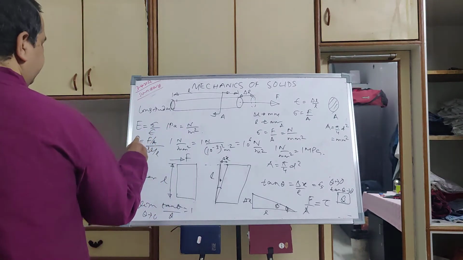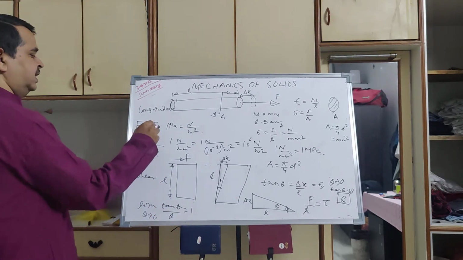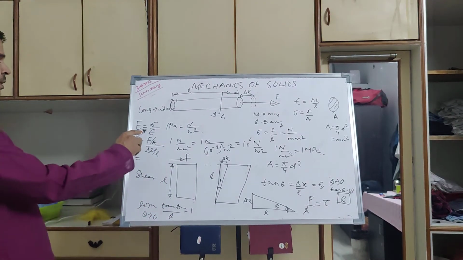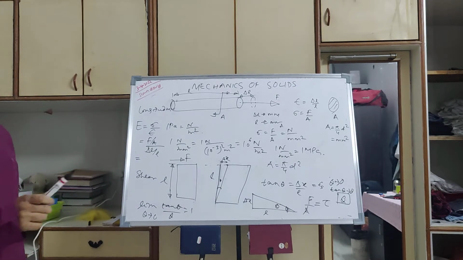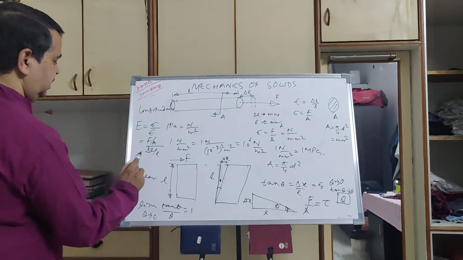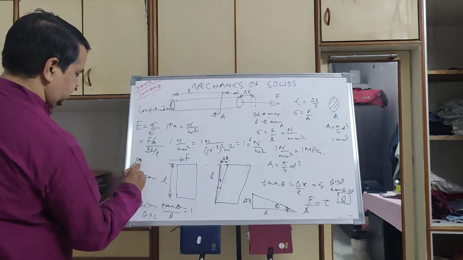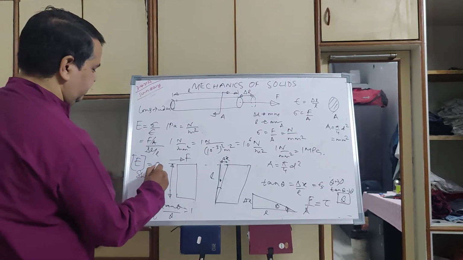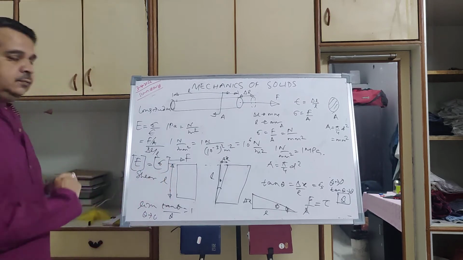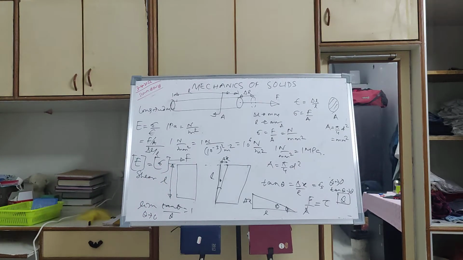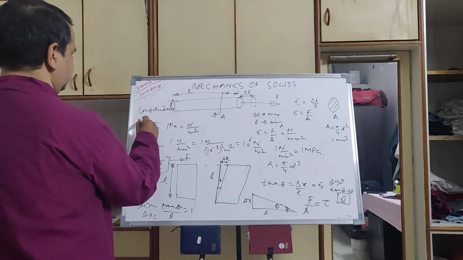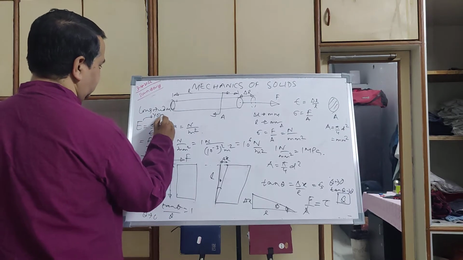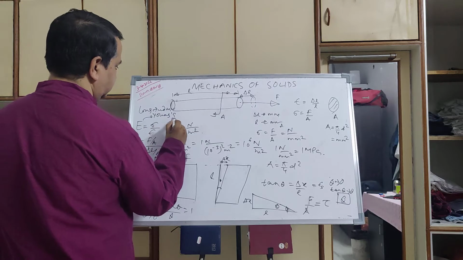The dimension of E will be the same as the dimension of stress, which is force by area, because strain does not have a unit. So this is about longitudinal strain, and this term is called Young's modulus.